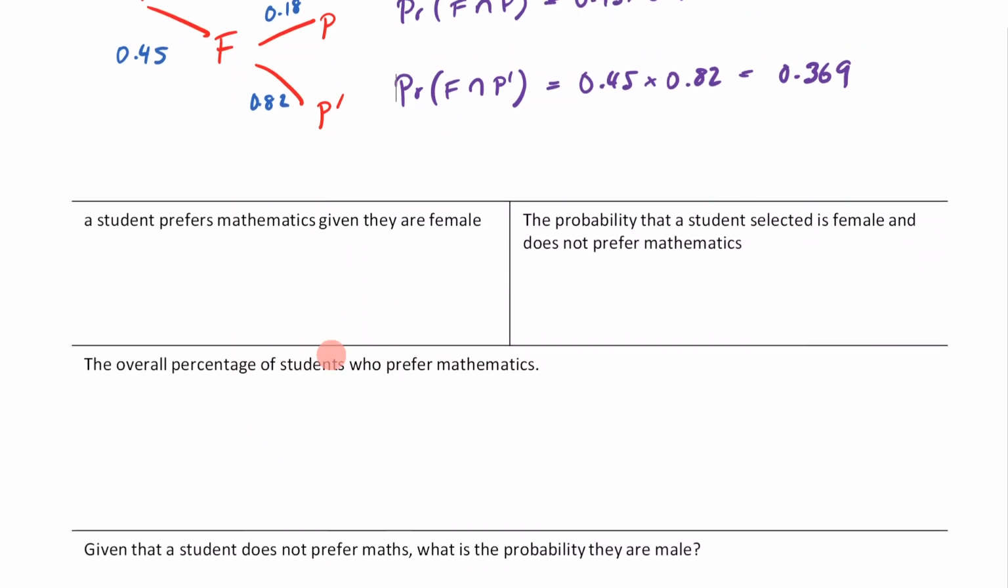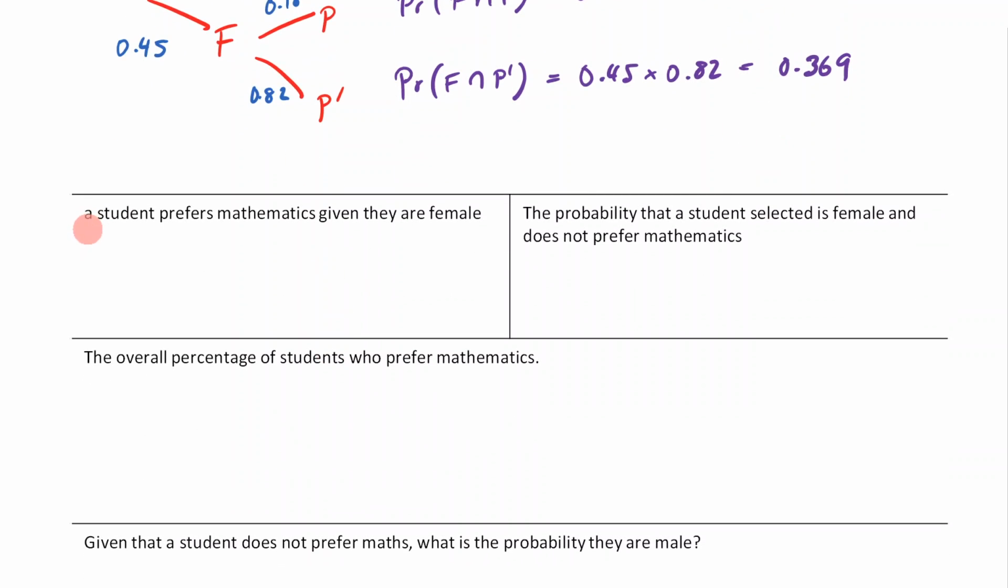Now, let's see if we can answer some questions here. Find the probability a student prefers mathematics given they are a female. Oof, you need to look at that word given there. That word given is very important. So the probability that they prefer maths given they are a female. So it's given that they're a female.